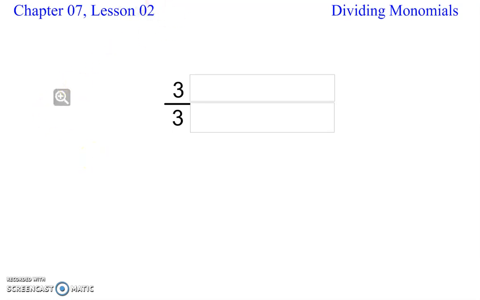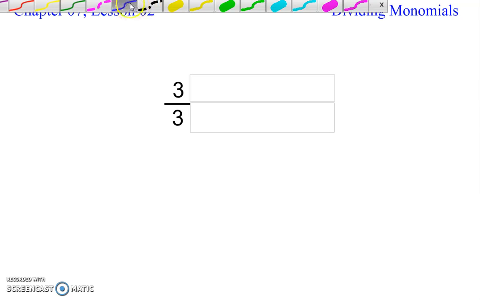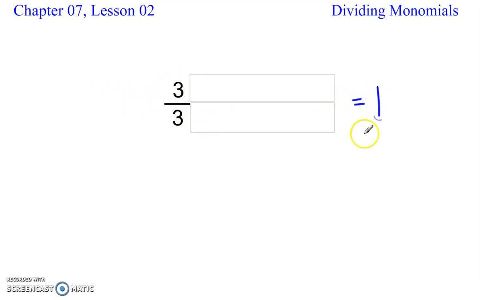3 divided by 3. There's no variable in the denominator. This is a monomial. 3 divided by 3 can be simplified, right? 3 divided by 3 is just 1.